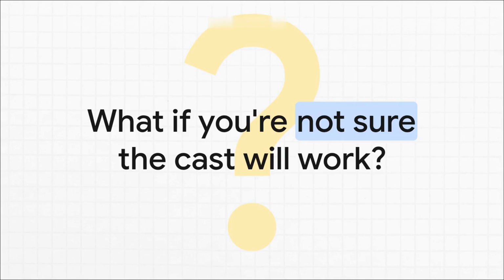And this brings us to a really, really important question. What if you're wrong? What if that object wasn't a string? What if it was a number or something else entirely? If you try to force that cast, your program is going to come to a screeching halt. It'll crash. And in the world of professional software, crashing is, well, it's not an option.